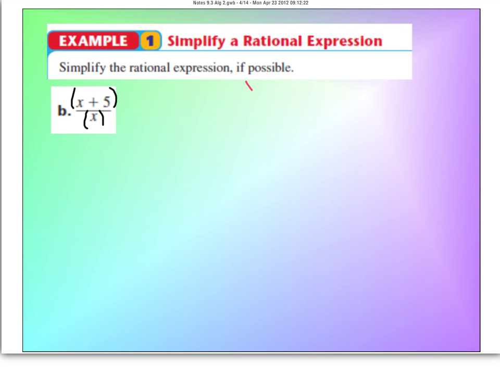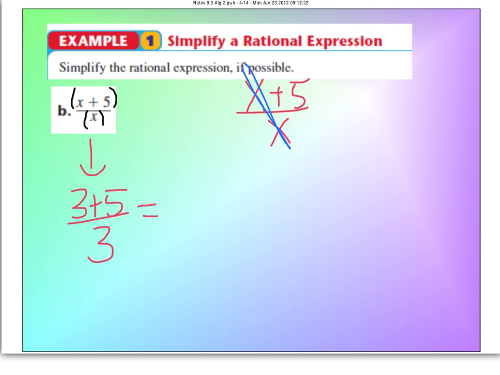You're going to want to say these x's cancel. Let me show you why that doesn't work. What if we put the number 3 in for x and we kept it like this problem here? That'd be 3 plus 5 divided by 3. If you simplify, it'd be 8 divided by 3. And this becomes in my calculator 2.67.